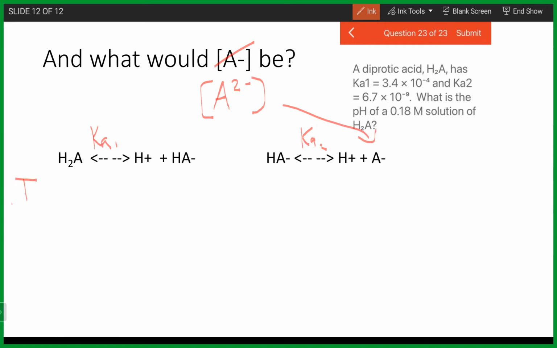And we can do an ICE table. We'll have 0.18 of that to begin with, 0, 0, oh, should be plus X for the products.